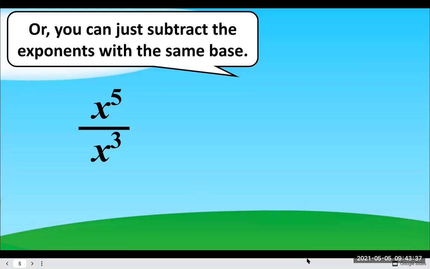All right, so let's do it. Let's do it the 2 different ways.